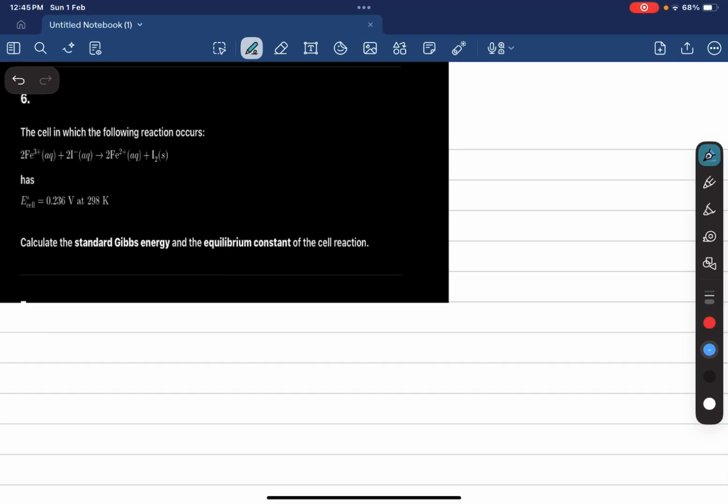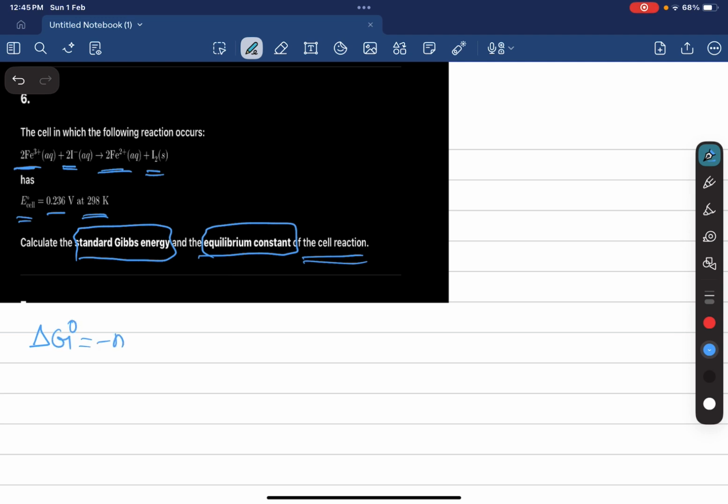Different question, right? 2Fe3 plus reacting with 2I minus is converted into 2Fe2 plus and I2. So E naught cell value is given at 298 kelvins. Calculate the standard Gibbs free energy and equilibrium constant of the reaction. Standard Gibbs free energy means delta G naught, which is minus nF E naught cell, and for the equilibrium constant, delta G equals delta G naught plus RT ln Q.